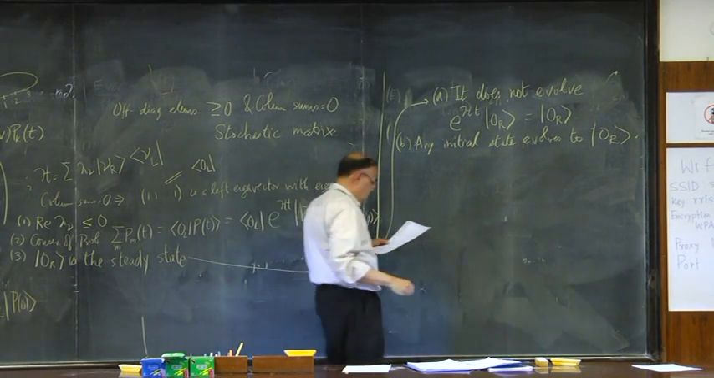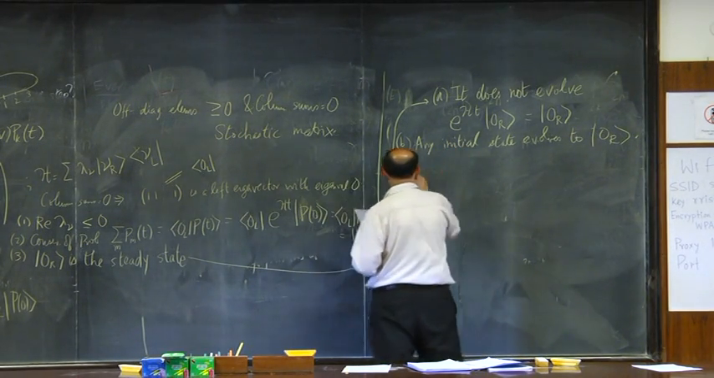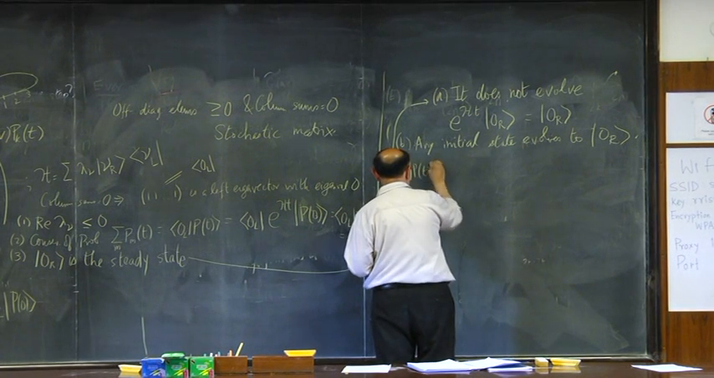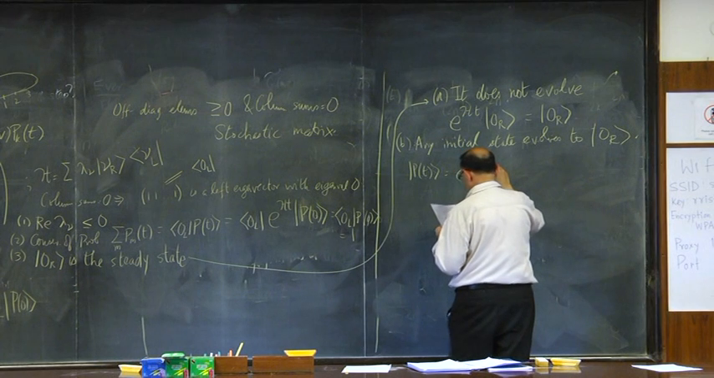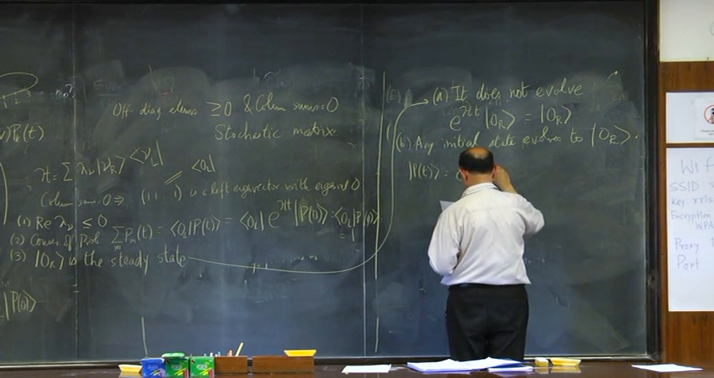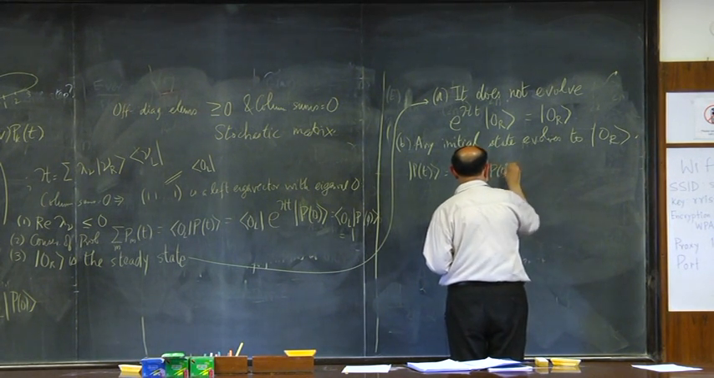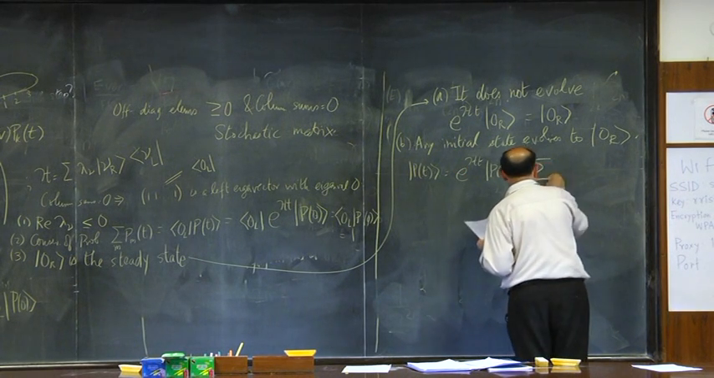Proof, very simple. P of t is e to the ht times P of 0. Eigenvalue decomposition.